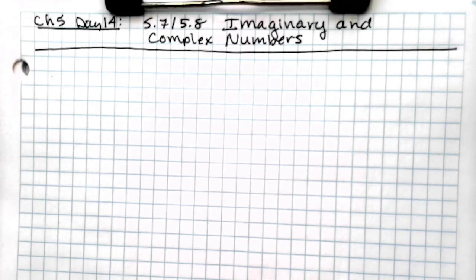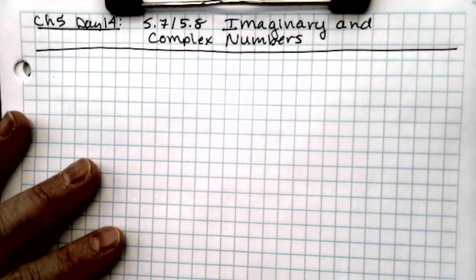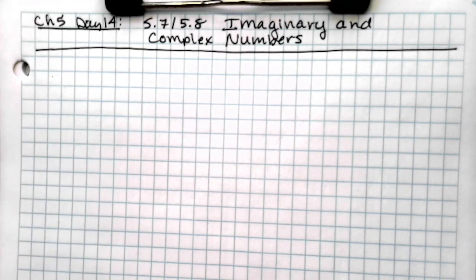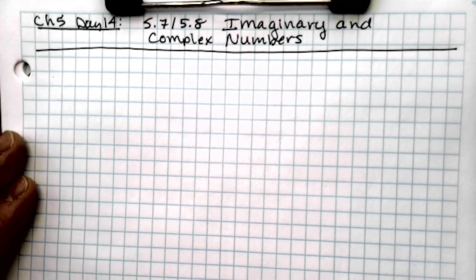Good afternoon. We're going to do the notes for 5758, which is imaginary and complex numbers. Some of this is a review of what we've already learned. Other pieces are going to be new. You will need graph paper for the final part of the notes and a ruler, so you might want to get those out and pause the video.